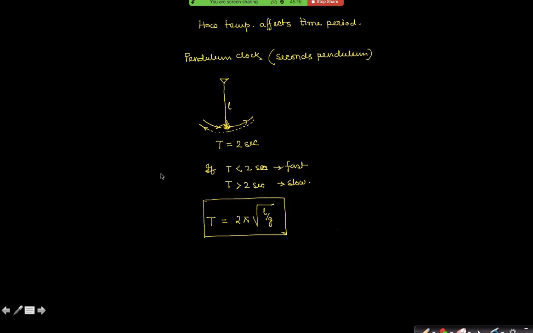So how much it will make the clock slow, or how much it will make the clock fast, that also we can calculate. How do we calculate that? If T is equal to 2 pi root over L by g, then delta T is equal to 2 pi by root g, root L to the power half means 1 by 2 root L, half times L to the power minus half, delta L. Right? So what is delta T by T?